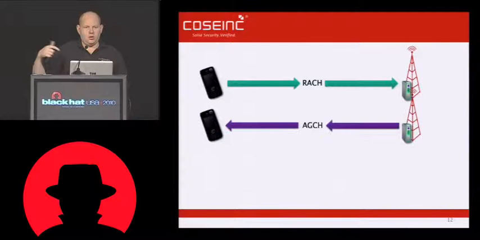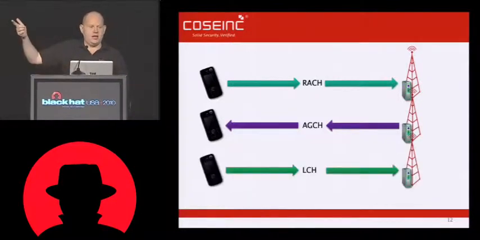The tower will find an open channel and put that information in the access grant channel response, and it will send back a response saying the person who made request 01 now has this channel, this time slice, this frequency, and so on. So that information comes back, and at that point the phone can attempt to make the connection by using that information to transmit.